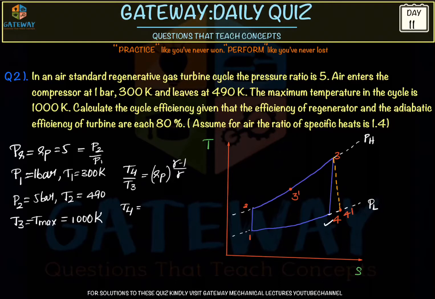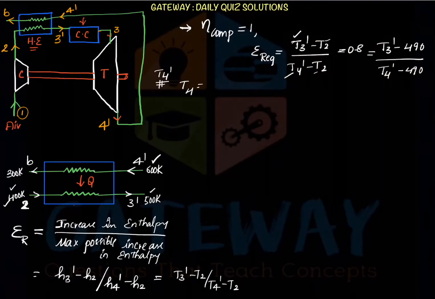From that, the value of T4 is: T3 was given in the question as 1000, into Rp, which was 5, power 0.4 upon 1.4. From that we will get the value of T4, and that comes out to be 631.38 Kelvin. Now T4 is known, 631.38 Kelvin. We need to calculate T4 dash.